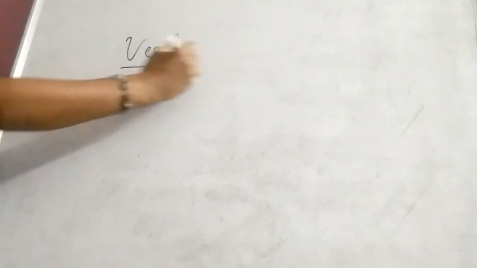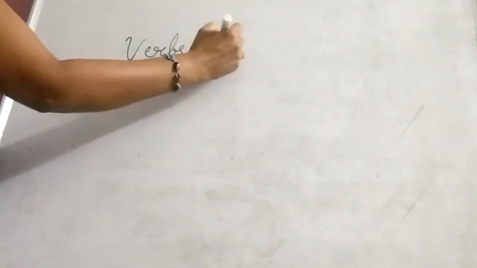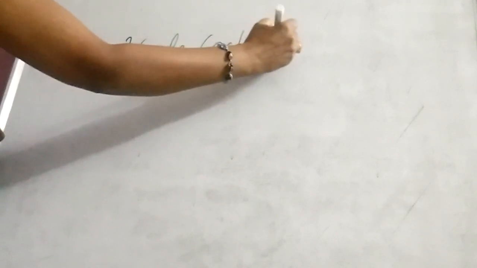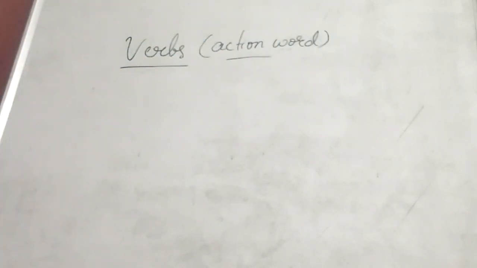Let me start my class with verbs. Do you know what is a verb? Verb is an action word. Can you make a sentence without a verb? Think for some time. No, it is not at all possible to give even a single sentence without a verb. So you can understand the importance of verb. That's why I'm starting this class with verb.